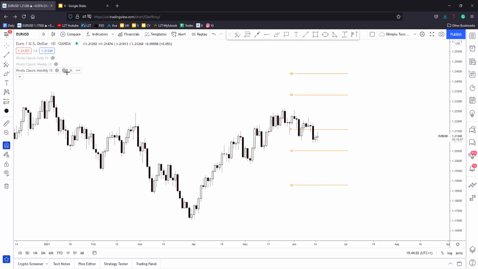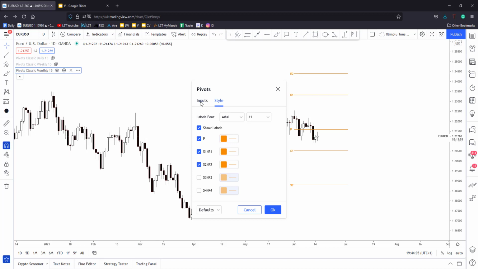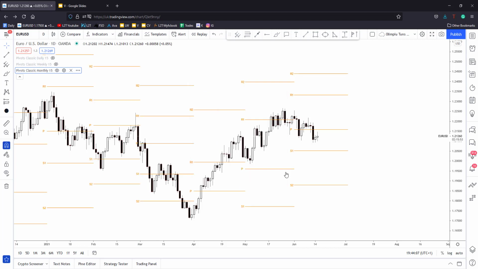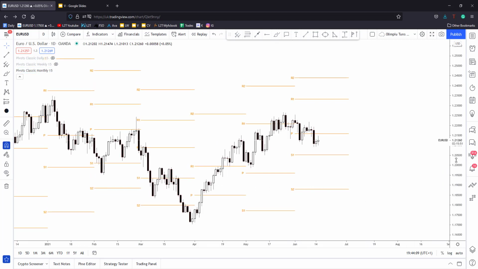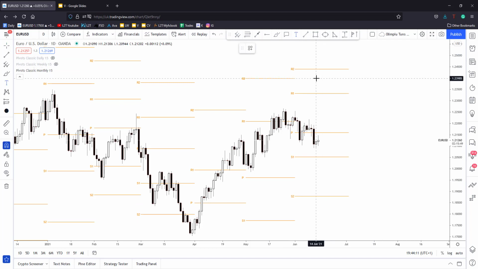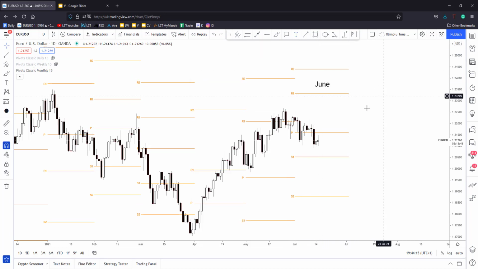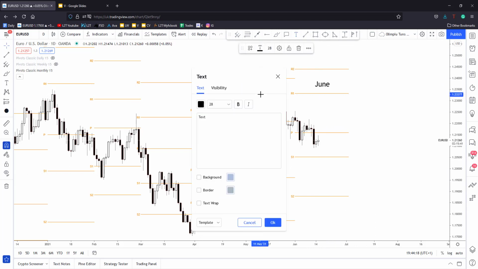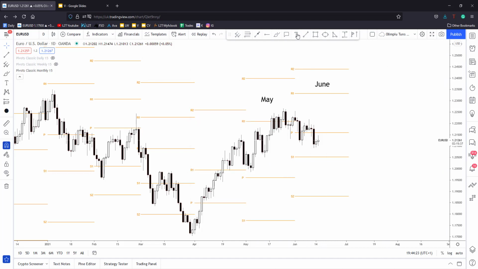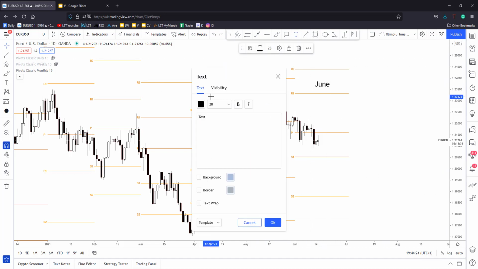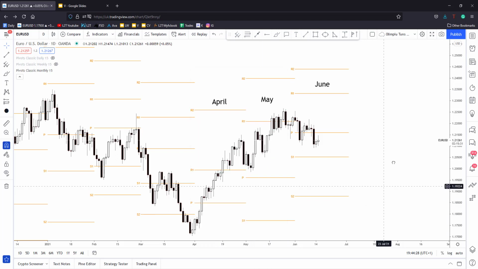Because I will also add the historical pivot points here, and here we have June pivot points, here we have May pivot points, and here we have April.